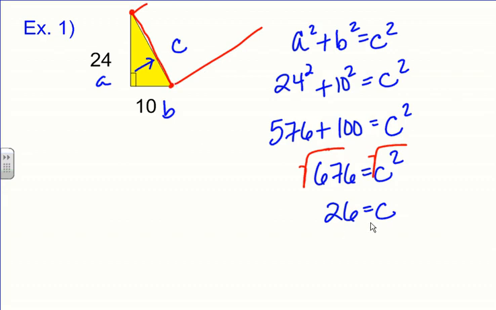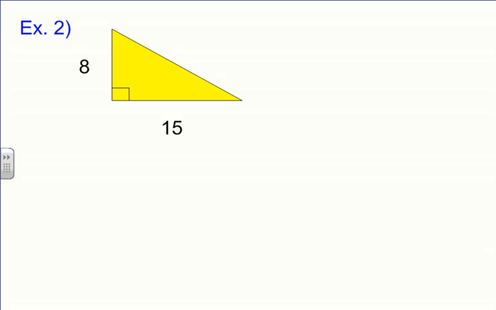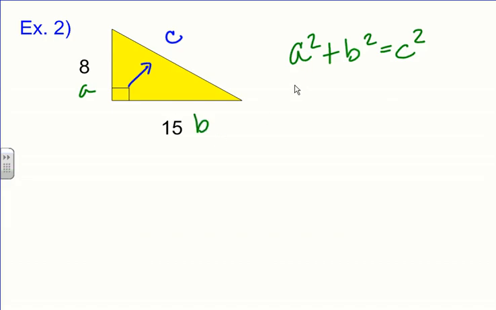Let's try it again on another one here. Here I have an 8 by 15. And again, opposite of the right angle would be the C or the hypotenuse. So again, we're looking for C. So A squared plus B squared equals C squared, the theorem. I'm going to call 8 A and 15 B. It doesn't matter which is considered A or B, because the legs are interchangeable with regards to the theorem, because we're basically adding them together.